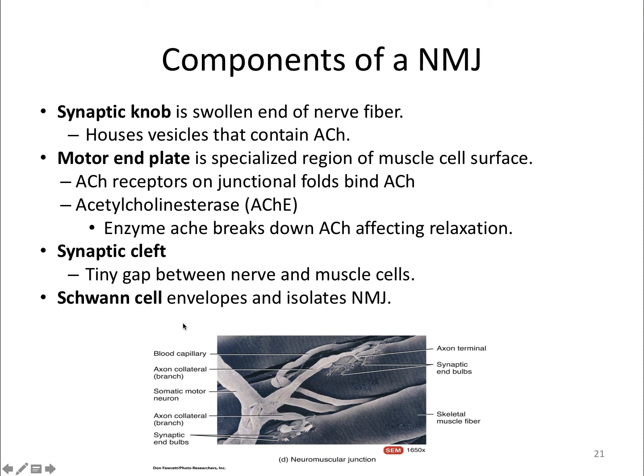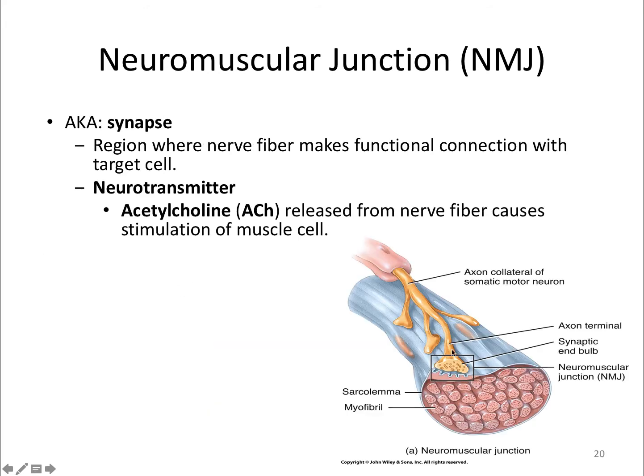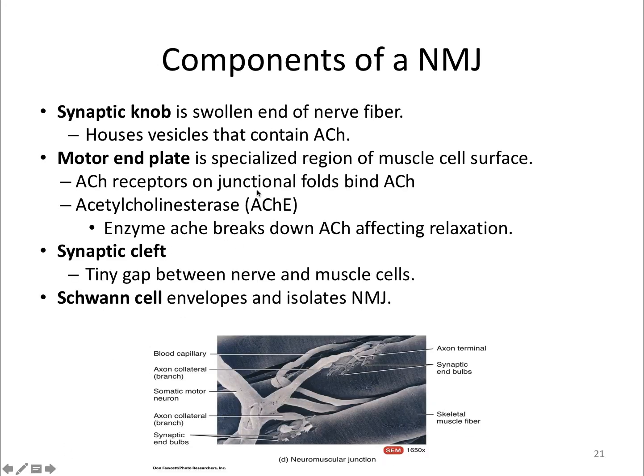So, components of a neuromuscular junction. The synaptic knob is the swollen end of the nerve fiber. So if we go back here, this is a synaptic knob. Sometimes they're called an end bulb, same thing. This is a synaptic knob, this is a synaptic knob, and this is a synaptic knob. So it's a broad end piece of a neuron. The motor end plate is a special spot on the muscle cell surface that contains acetylcholine receptors on junctional folds. And I'll show you these in detail in the next slide, so just wait for that.